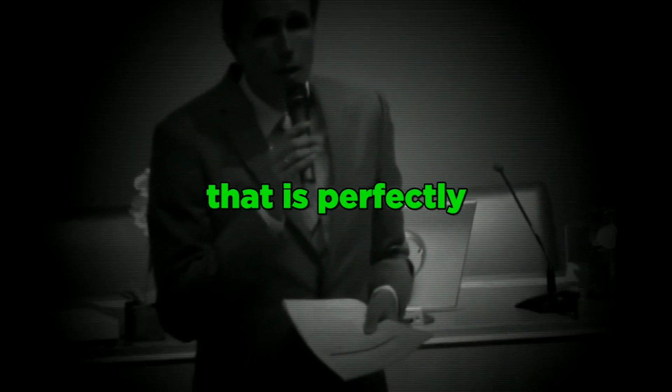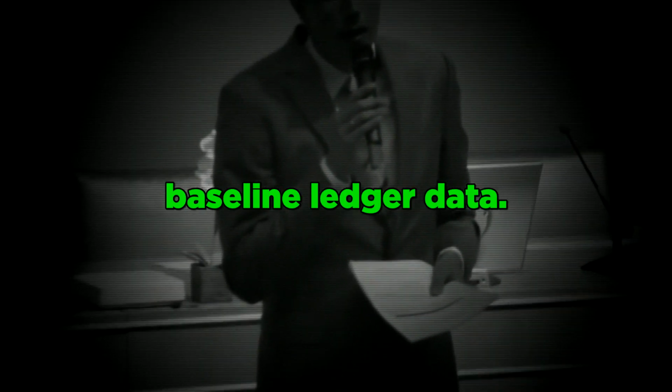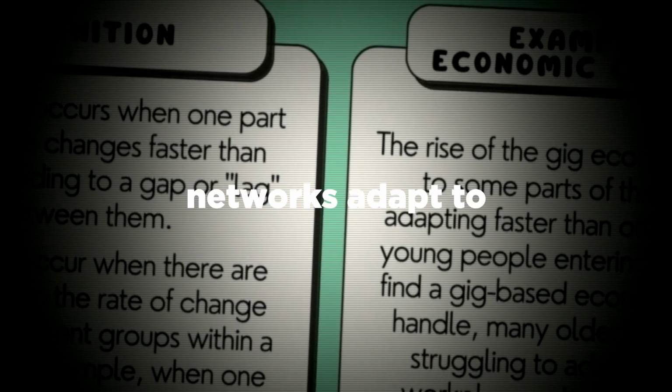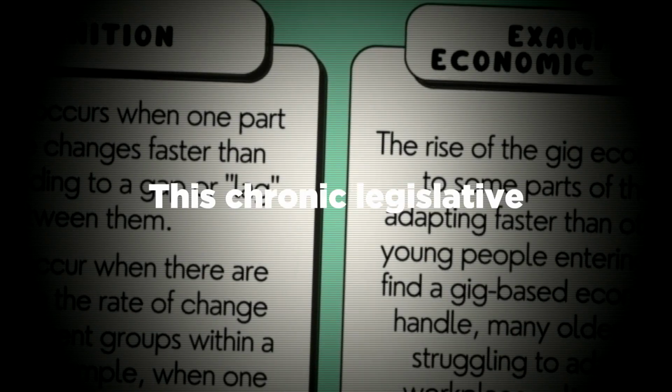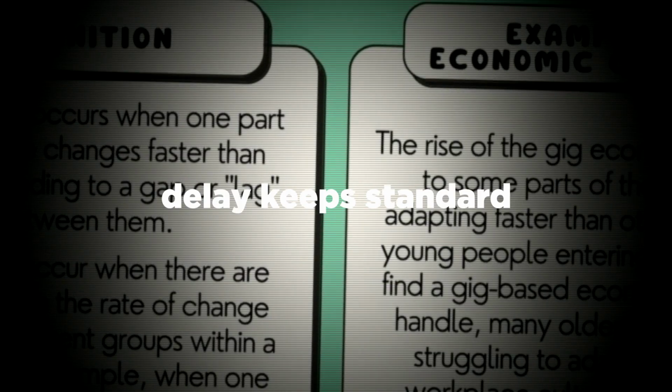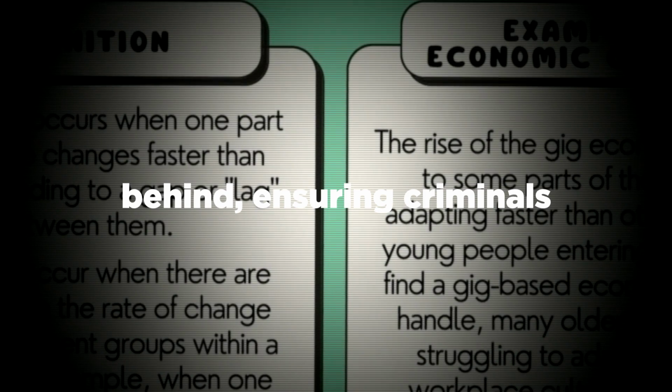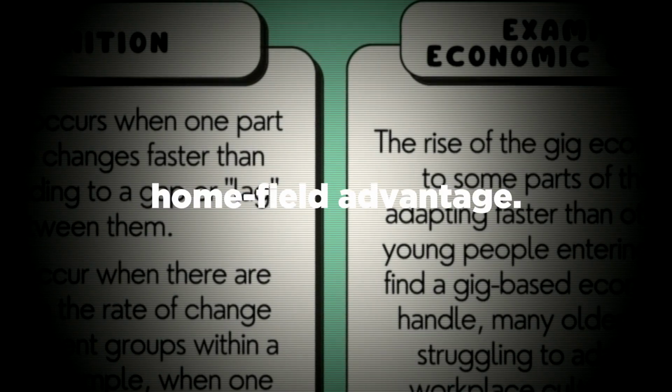No software in the world can detect a lie that is perfectly coded into the baseline ledger data. Regulators often underestimate how quickly criminal networks adapt to new guidelines. This chronic legislative delay keeps standard verification frameworks perpetually behind, ensuring criminals always have the home field advantage.